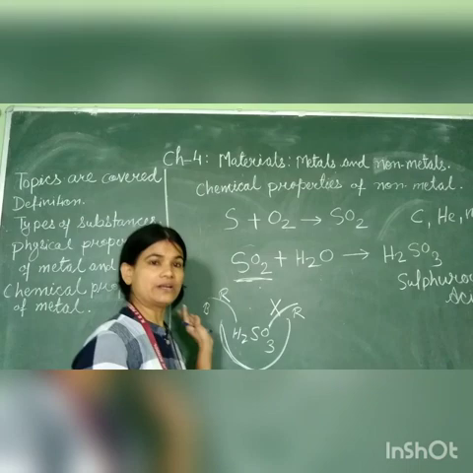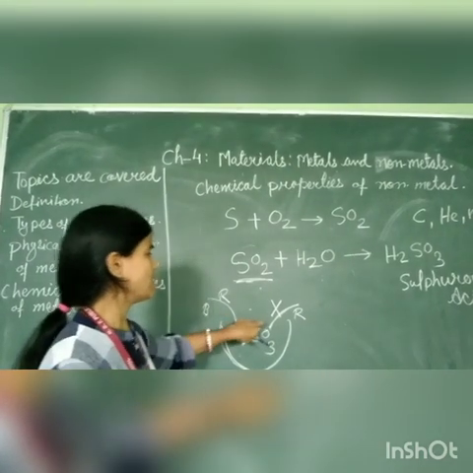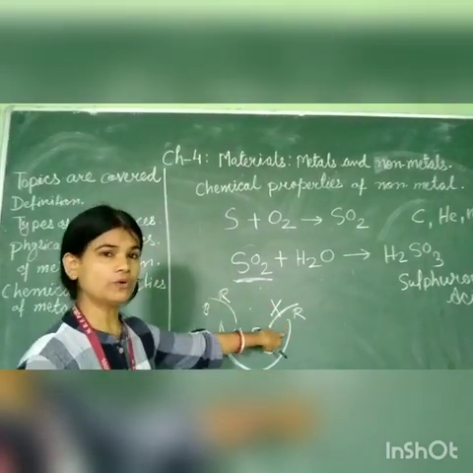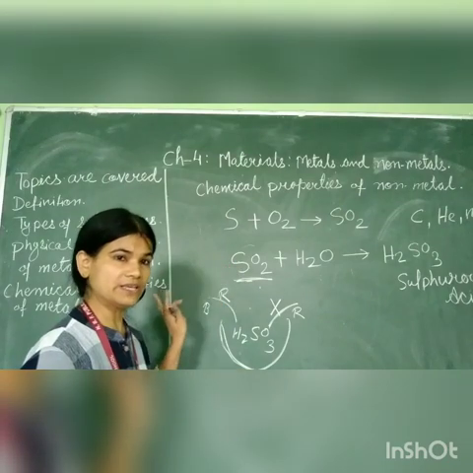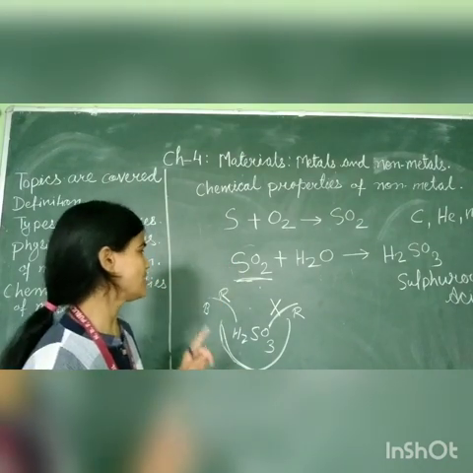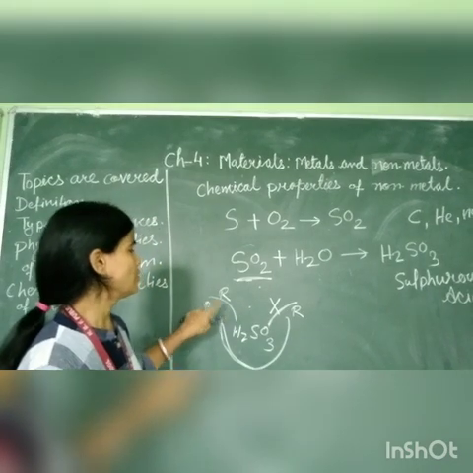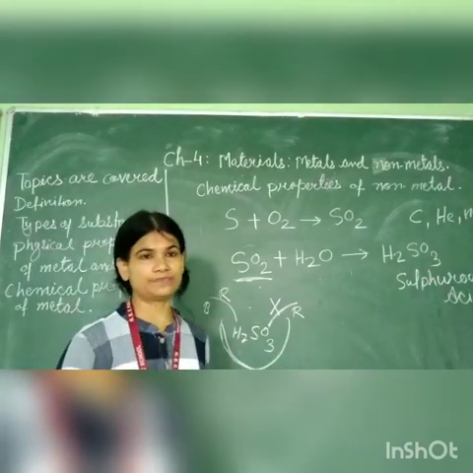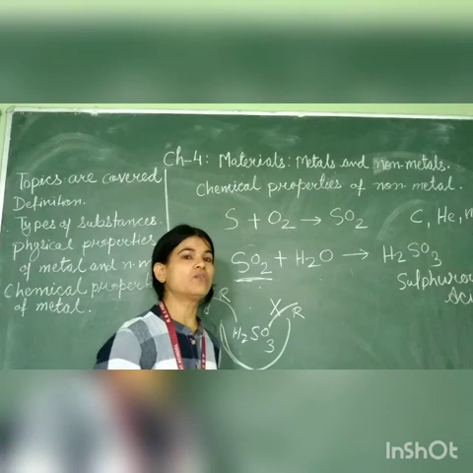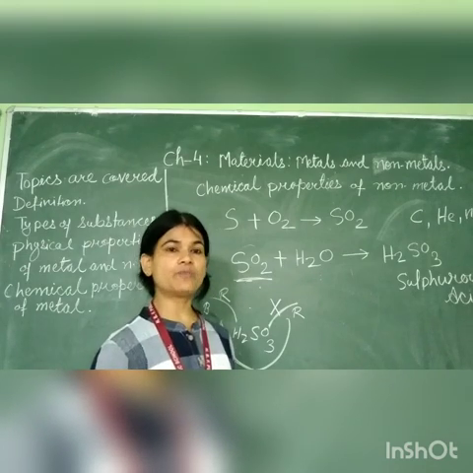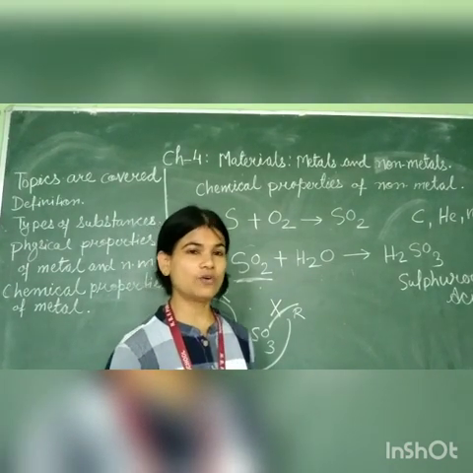Yesterday we discussed that red litmus paper converting into blue meant it was basic in nature. But right now blue litmus paper converts into red, so it is acidic in nature. Okay, now you understand the chemical properties of non-metals. I hope you all understand.